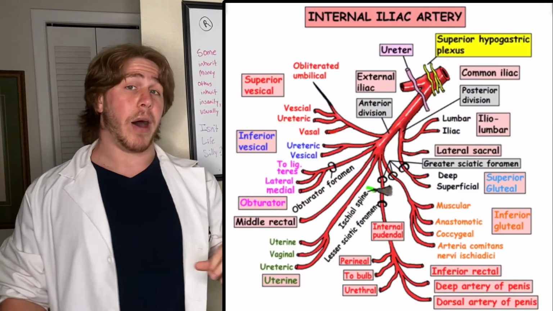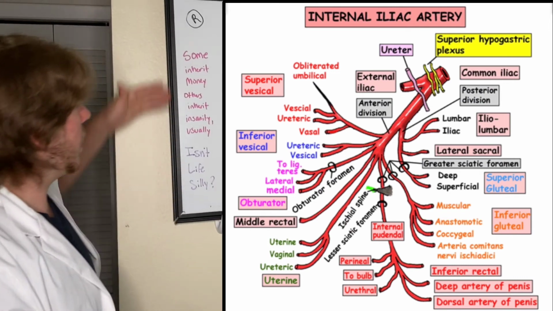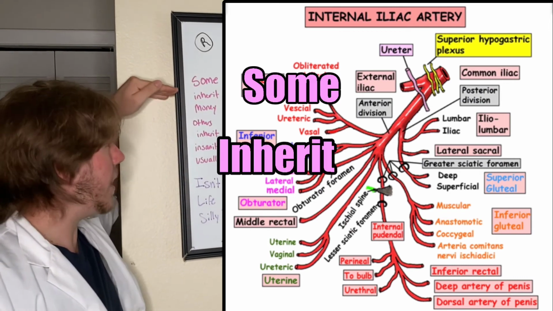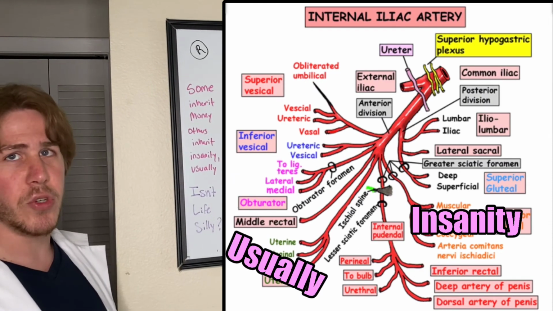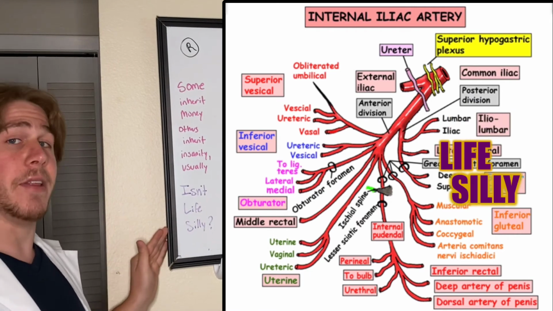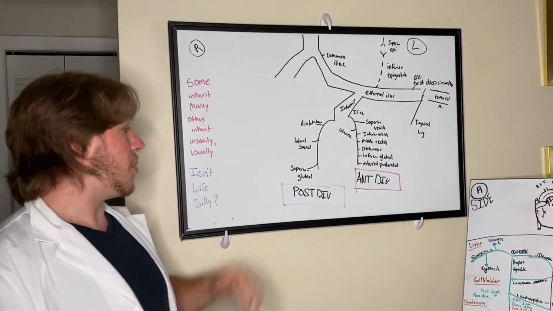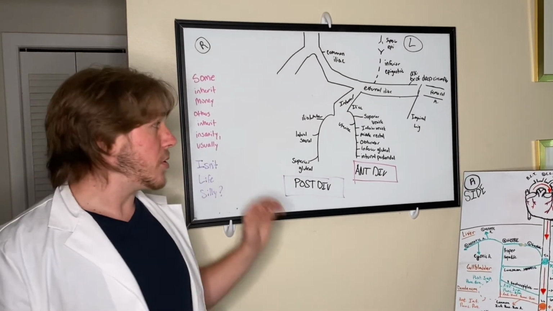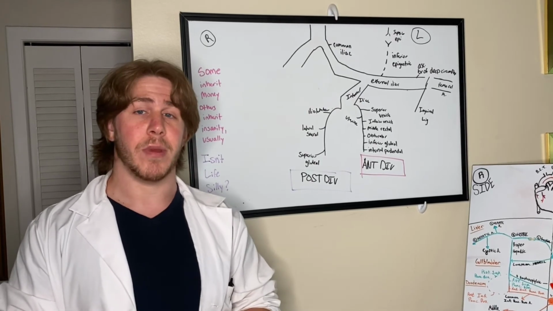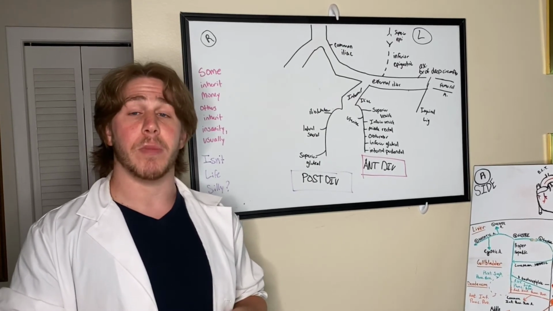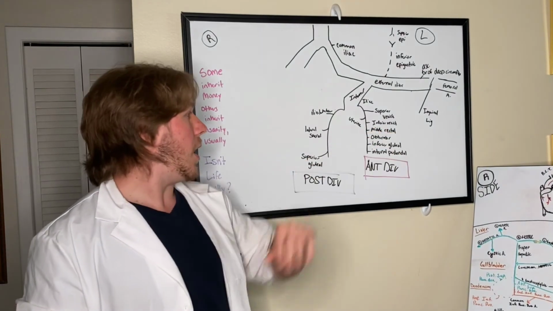So we have a mnemonic to remember the branches of the internal iliac artery. It's some inherit money, others inherit insanity, usually. Isn't life silly? So the pink is going to be the anterior divisions, and the purple is the posterior divisions. So with our mnemonic, we have some superior vesical artery. Just briefly, vesicle means the urinary bladder. So anytime you hear vesicle, think urinary bladder.